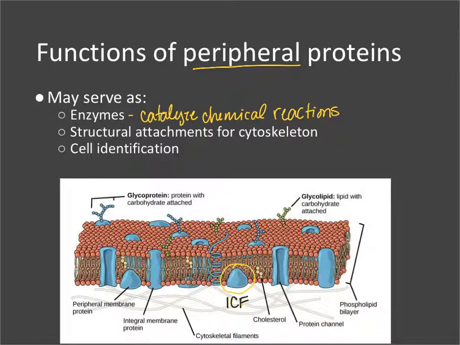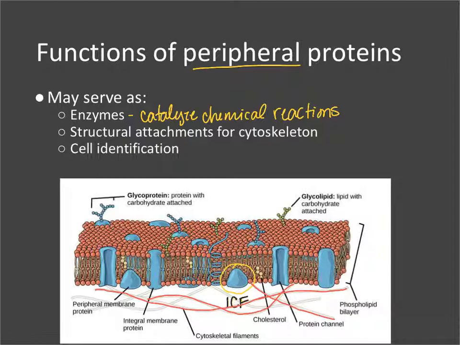They can also be attachment points for the cytoskeleton. So you can see in this picture down here that it's showing the cytoskeleton as these kind of fibers or strings here. And the cytoskeleton is primarily made out of these fibrous proteins. And so the peripheral proteins help to anchor the cell membrane to that cytoskeleton.